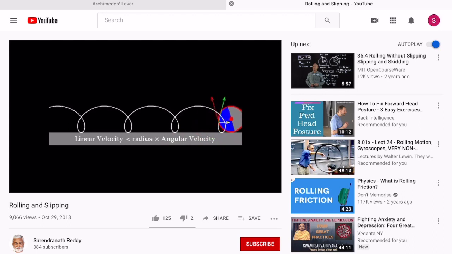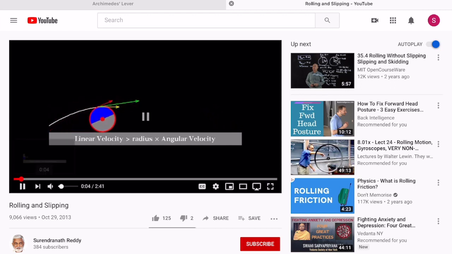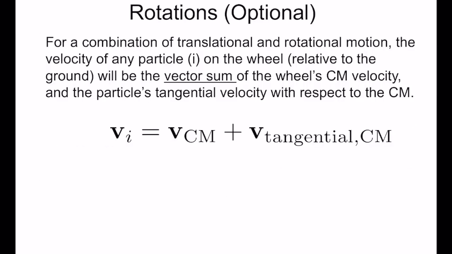So in this case, as you can see, a point on the wheel will scrape against the ground, right? So there will be friction between a point on the wheel and the ground, because the wheel is rolling a little faster than it would normally roll. And here again, the wheel is rotating too fast, and so there's slippage between the wheel and the ground. So these are all examples of the various scenarios we talked about. So please make sure that you understand all of these.